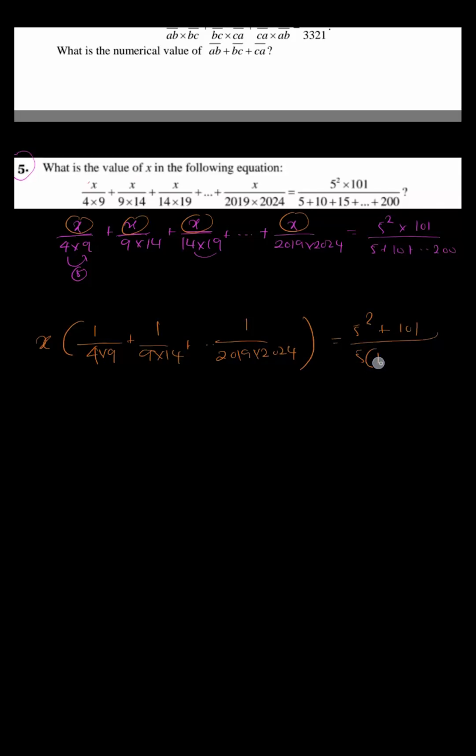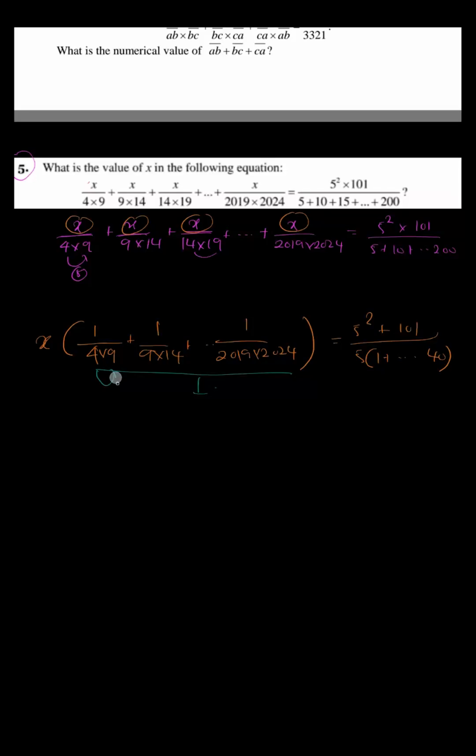So how can we do so? We can observe x in all of these places, so we can take x as common and write it as 1 over 4 times 9 plus 1 over 9 times 14, and it goes up until 1 over 2019 times 2024, which is equal to 5 squared plus 101. You can take 5 as common on the right side as well. Next, we can use telescopic sums to simplify the expression that was given here.